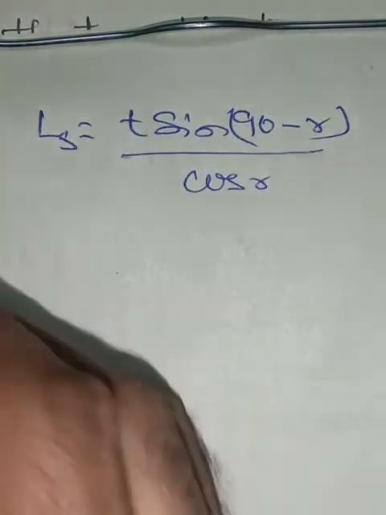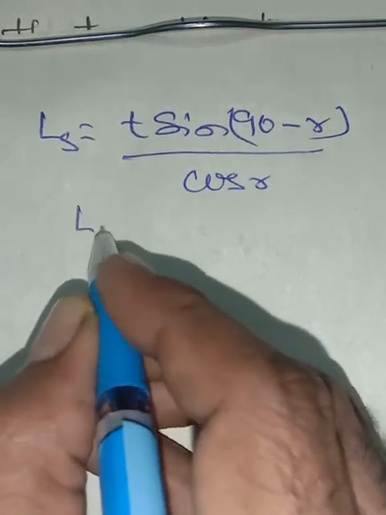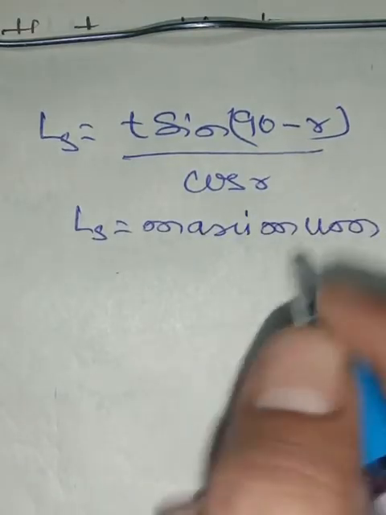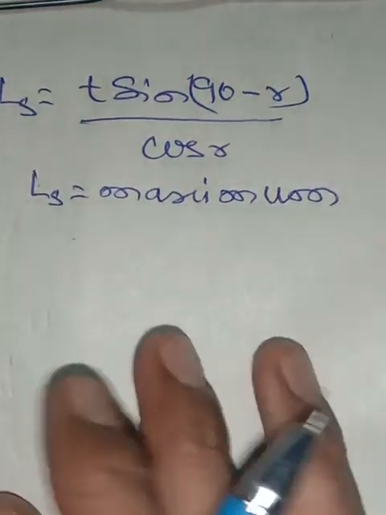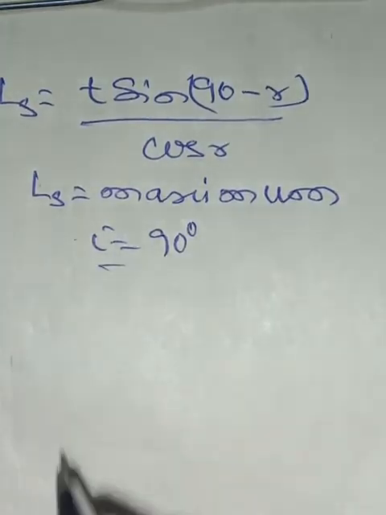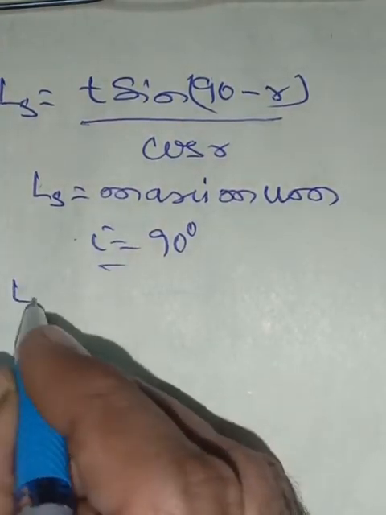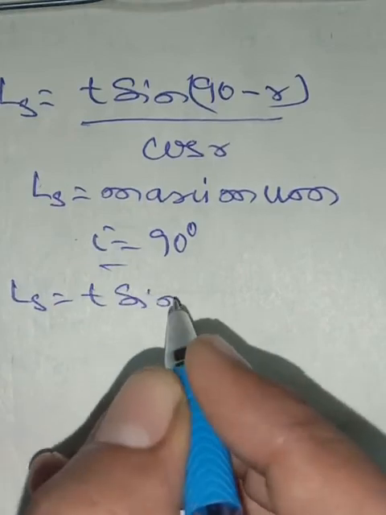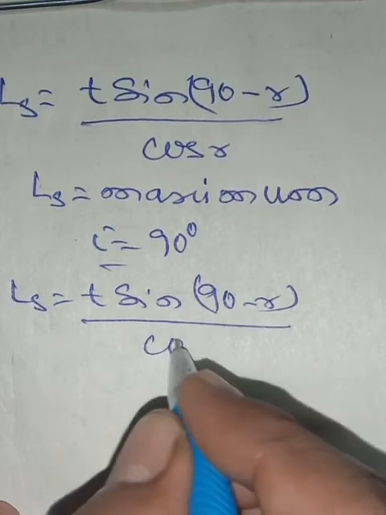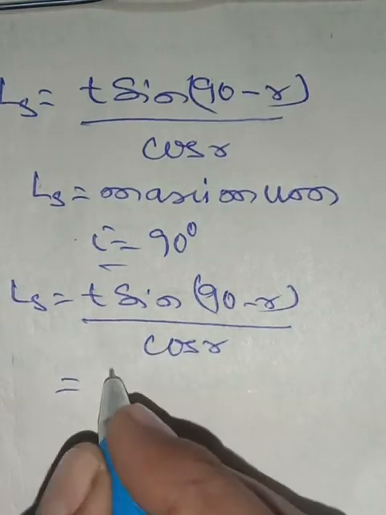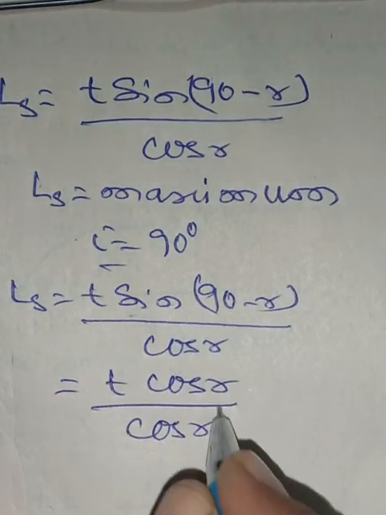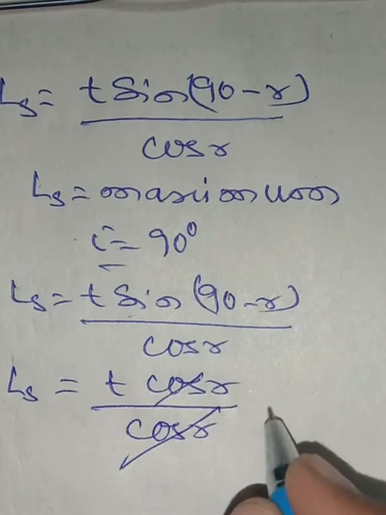Okay, we have to consider that LS is maximum. When the LS is maximum, LS is maximum when I is equal to 90 degree. Incident ray is 90 degree. How will you see? LS is equal to T sine of 90 minus R divided by cos R. What is sine 90 minus R? Sine 90 minus R is cos R divided by cos R. Cos R will get cancelled. So LS will become what?